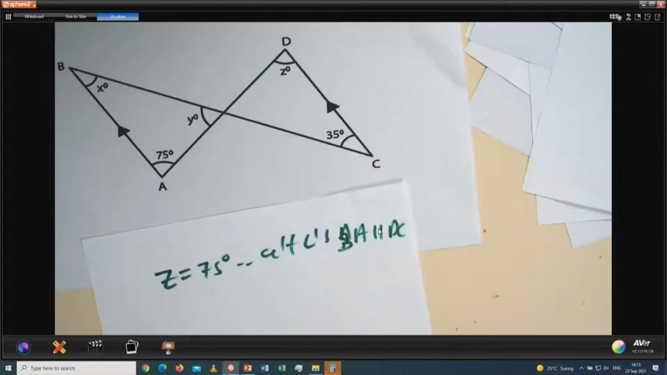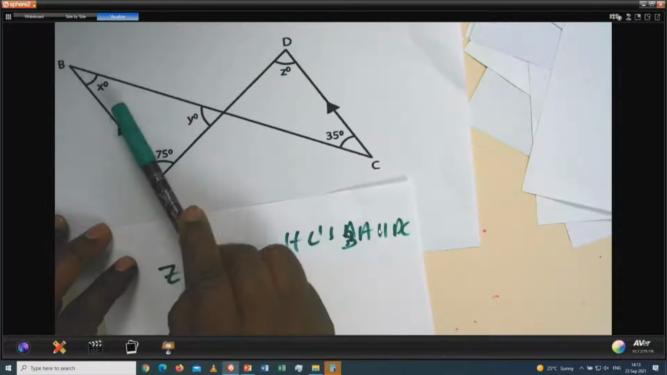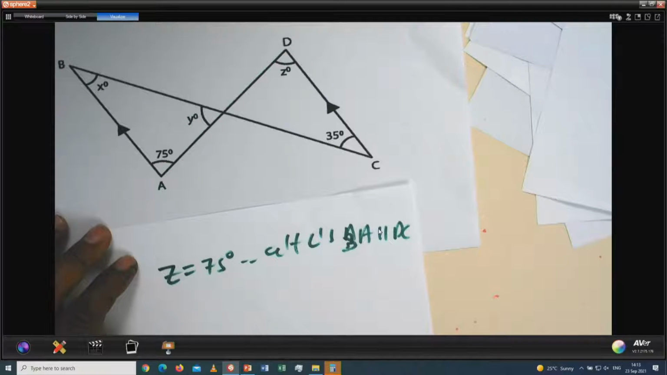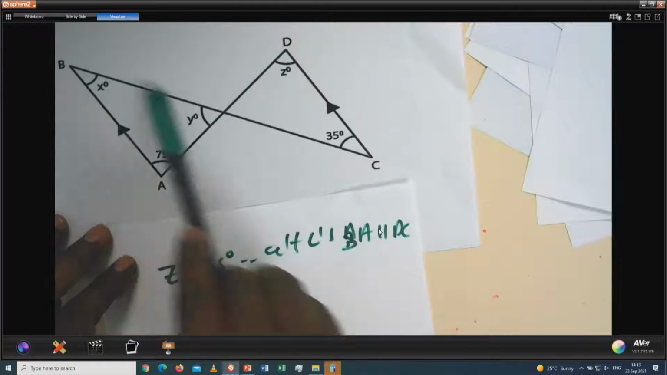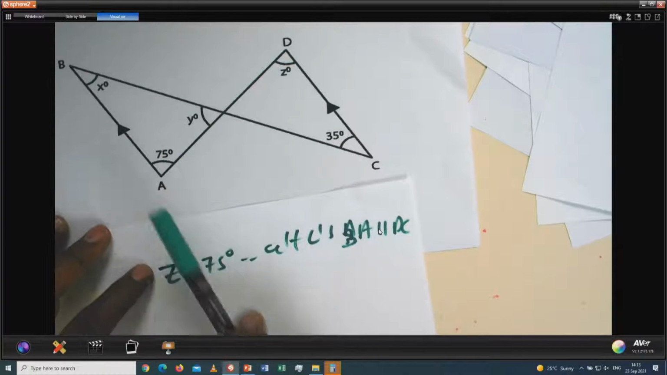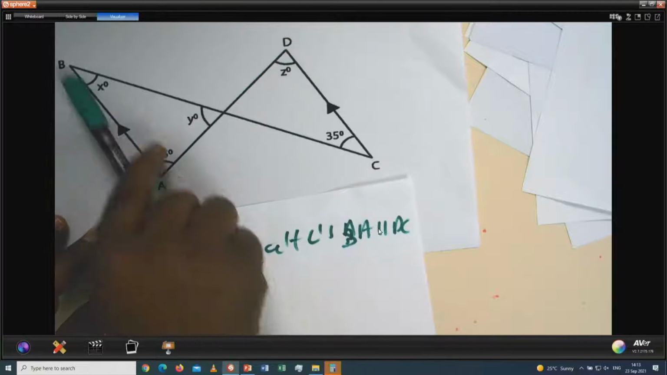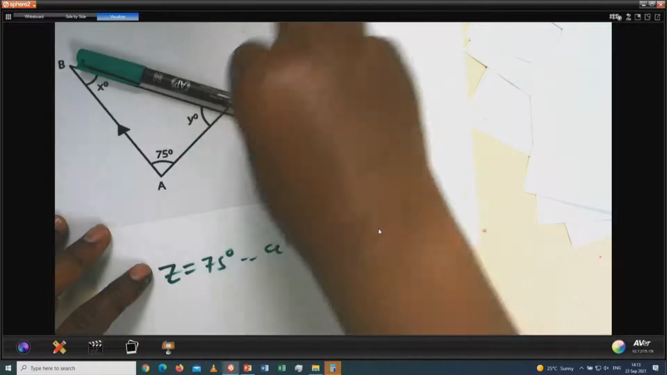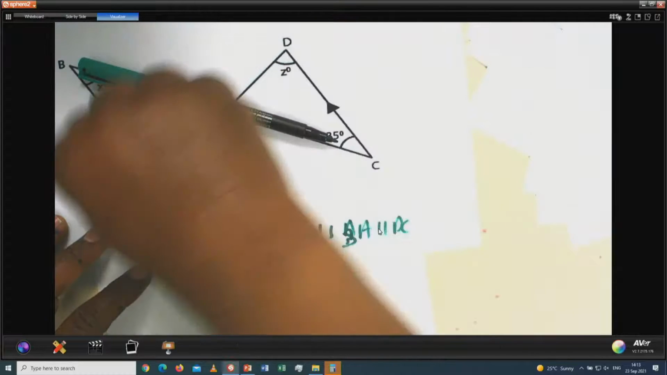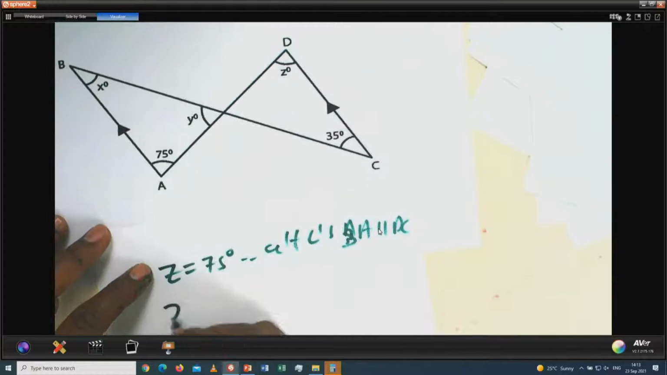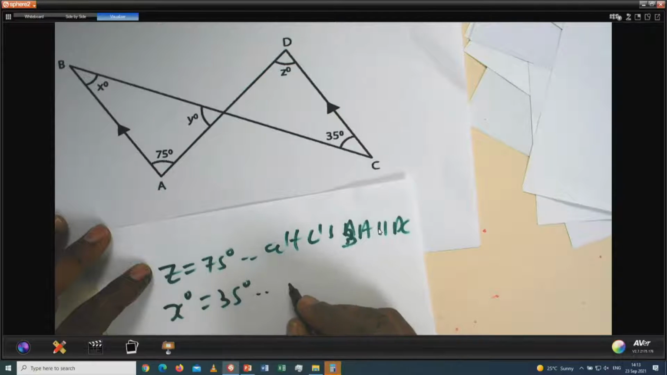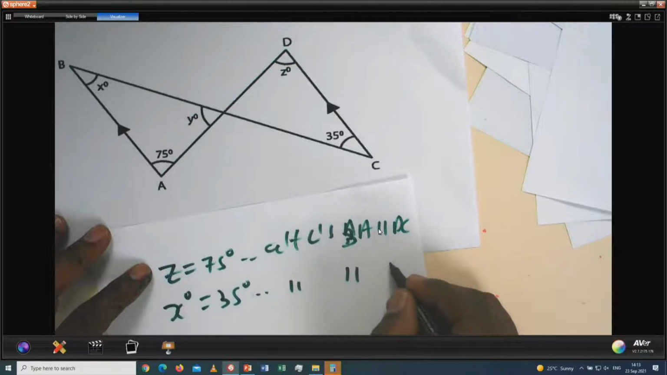What else? X, we said, is two unknowns. Y is two unknowns. Now what can we do? Let's see the relationship of X. Oh, X has got a relationship of a Z. X degrees, Z, alternating. There's your transversal. Angles on either side of a transversal. Therefore, X degrees equals 35 degrees. Reason, alternating angles of BA parallel to DC.